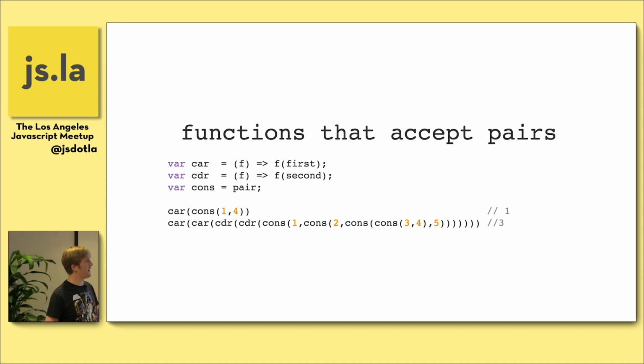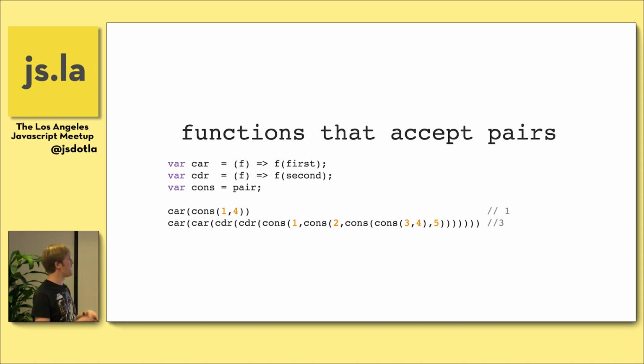If you know any Lisp, or you've heard of car, cons, cdr, basically we want a function that we can pass a pair to, rather than have the pair be the function that we pass anything else to.